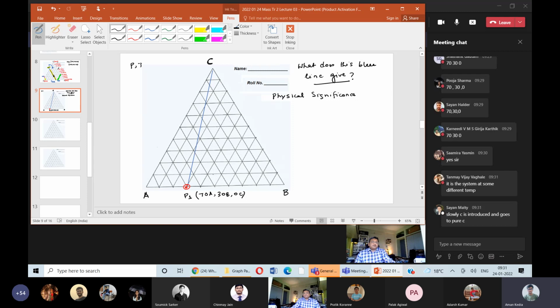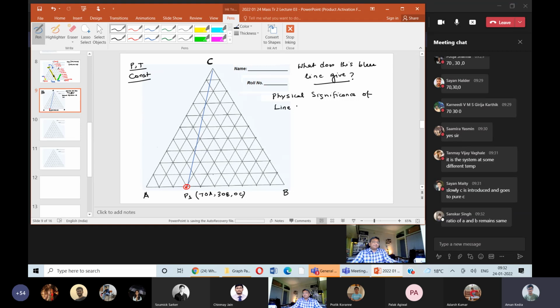Tanmay, answer to your question, when you draw this graph, PT constant. Shayan, very close, but so Tanmay, correct yourself. This is at a constant temperature. There is no variation of temperature. Shayan Maiti has almost given the correct answer, but others? Shankar, yes. Ratio of A and B remains same. Very good, but something else, something very interesting.